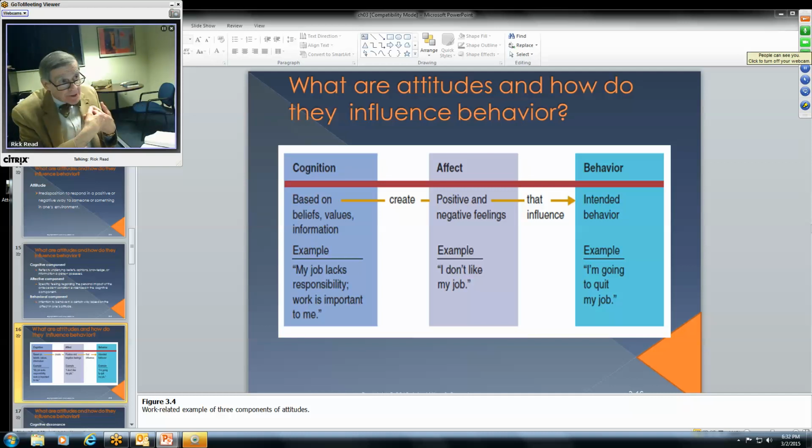Probably going to quit. Now, if in fact this person is really a good employee, which we can gather from the fact that he or she likes responsibility, they may ask for a transfer, but probably won't. So go back to this attitude. We know the cognitive part is the facts. What we feel about the facts is the affect, and the behavior is what we're going to do.